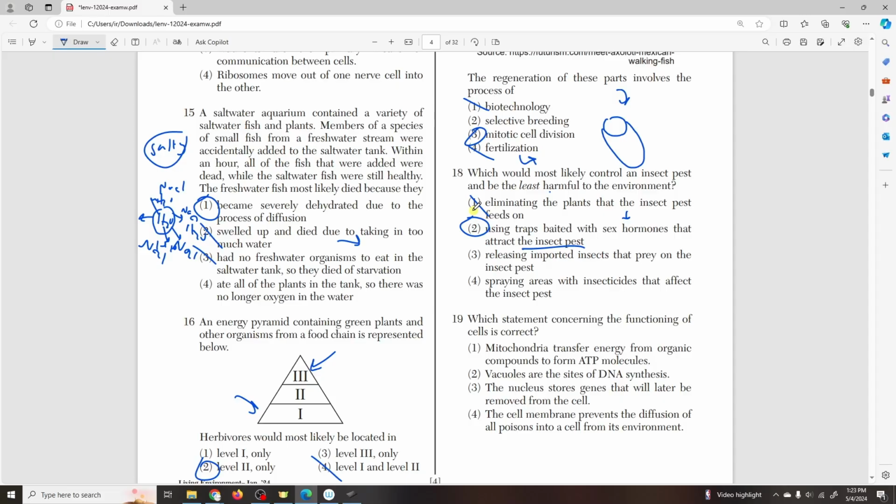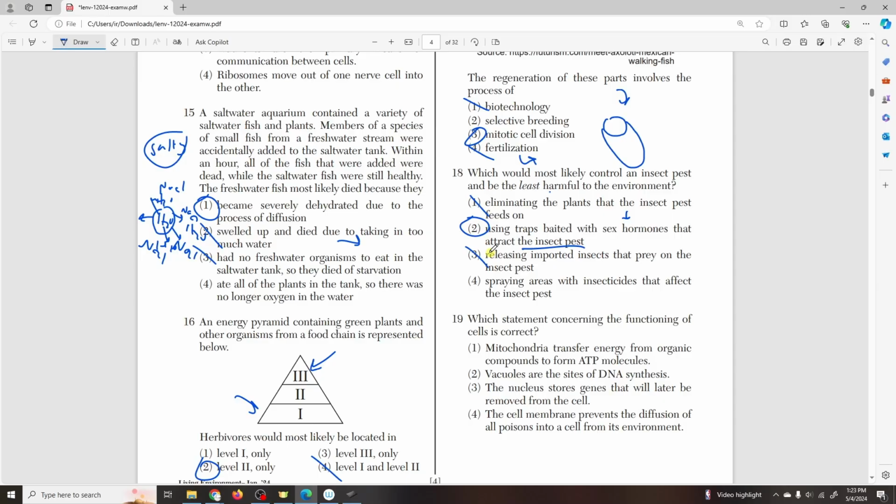Number 3 says releasing imported insects that prey on the insect pest. This is also bad because guess what? What if these insects that prey on the insect pest also don't belong in that environment, right? So you're trying to deal with an invasive species by introducing another invasive species. What if, for example, their population goes out of control? What if they start eating all the grass in the area in addition to the pests, right? Then they ruin the environment further.